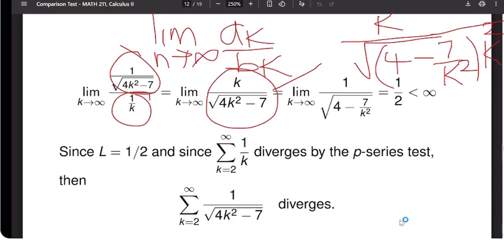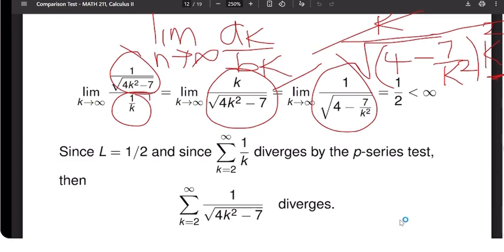Now, what is the square root of k squared? k. And that k cancels the 1 at the top. I'm going to be left with 1 over the square root of 4 minus 7 over k squared. Is there anyone who doesn't understand how I got to 1 over the square root of 4 minus 7 over k squared? Ask a question if you don't understand. Go ahead. Okay, thank you so much.